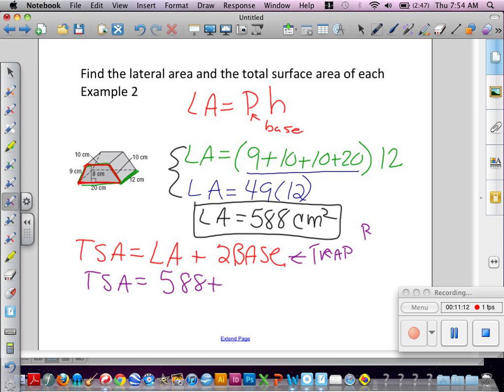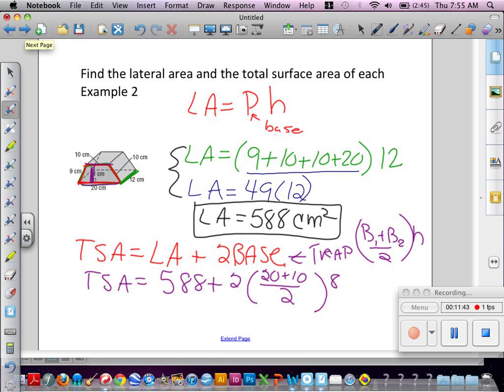So I need to do base 1 plus base 2 divided by 2, and then I need to times that by the height. So I've got two bases. I'm writing 2 down. Base 1, 20. Base 2, 10. I'm going to divide that by 2. The height of the trapezoid is 8. Don't be writing 12. 12 is the height of the whole entire prism. So I'm going to times that by 8.